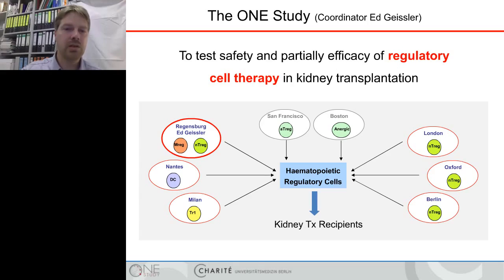Within the ONE study trial, it is planned to test naturally occurring regulatory T cells, so-called nTregs, the type 1 regulatory cells, so-called Tr1 cells, the tolerogenic macrophages, so-called Mregs, and also tolerogenic dendritic cells, predominantly for their safety.